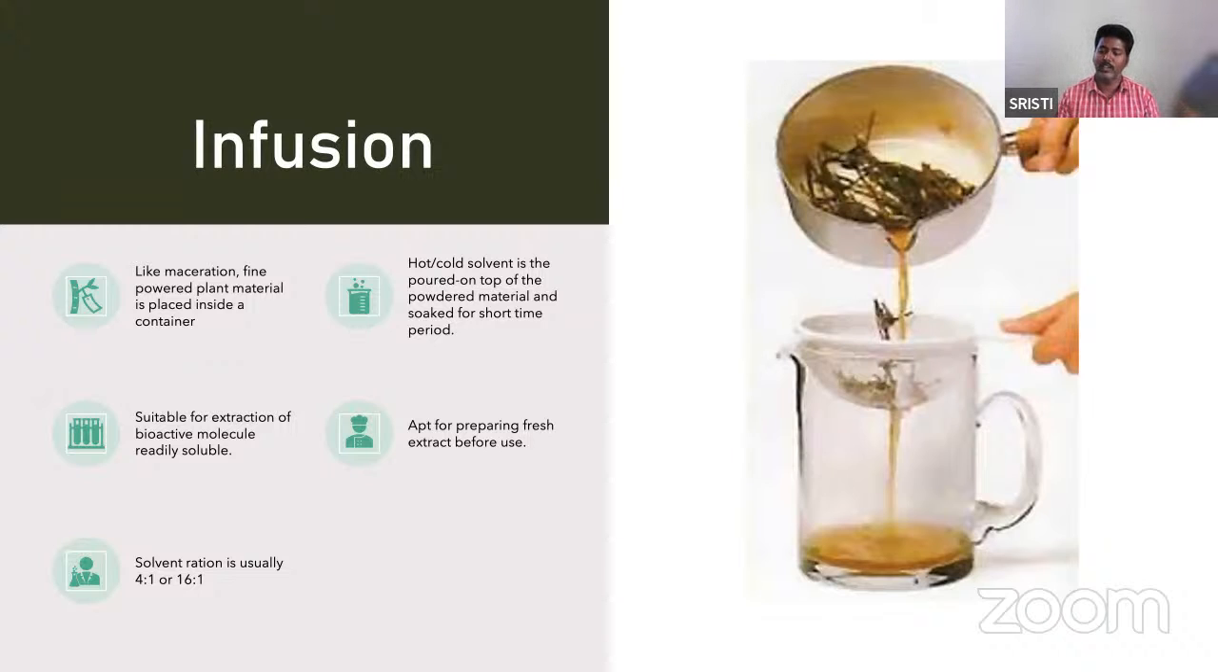So we are going to only expose the plant material for a very short time. In that short time, the molecules that are readily dissolvable in the solvent will come out. Okay. So this is for in case you want the fresh extract. If you always need a fresh extract for your experiment, you can go for this method. And normally the solvent ratio is 4:1 or 16:2:1.